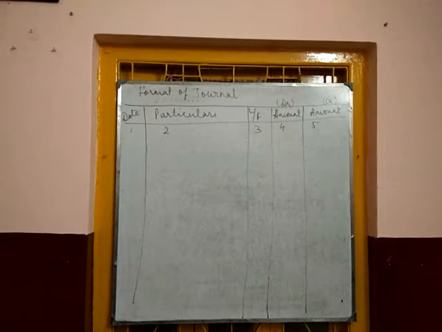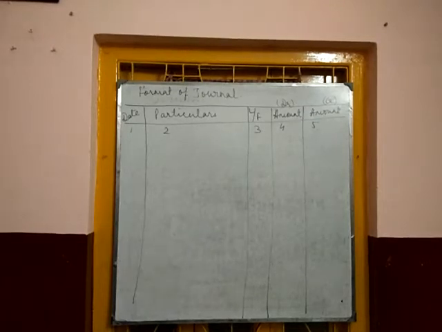Now, this is the format of journal. First column is the date column, and in the date column we have to record the date. Second column is the particulars column. In the particulars we have to give the details of a transaction, right? What are the transactions about? Third column is the ledger folio column.